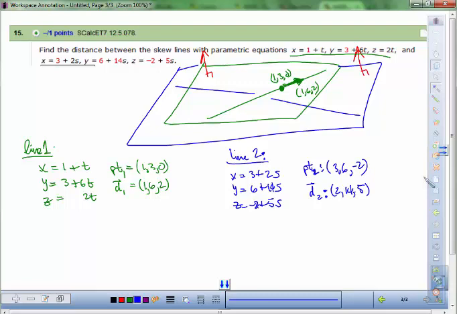And for that, when you need an equation of a plane, we need two things. What do we need? A point and a normal vector. So for a plane, you need a point and a normal. So depending on which plane we're going to use, we can just use whatever point for the plane. But we do need a normal vector.